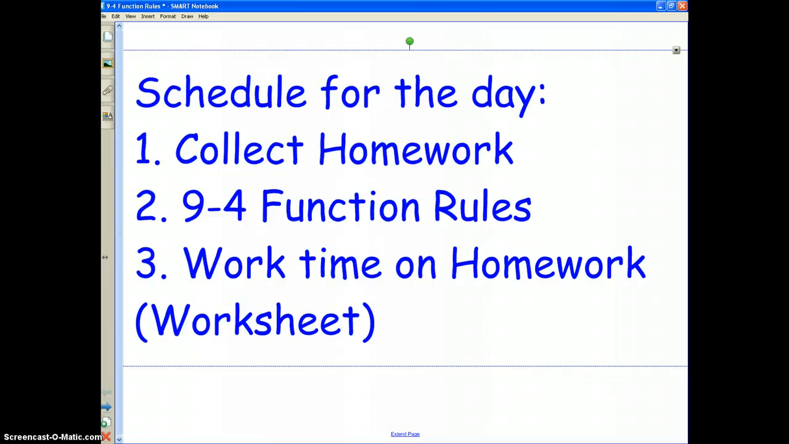So our schedule for today: if Mrs. Peterson has not collected your homework, she will by the end of the period. We will be going through a couple of slides on 9.4, which is on function rules. And then after that, you should have plenty of work time on the homework. 9.4 is almost exactly like 9.3. Just a few changes that I want to make you aware of, and then you can use your class time wisely so you don't have homework over the weekend.